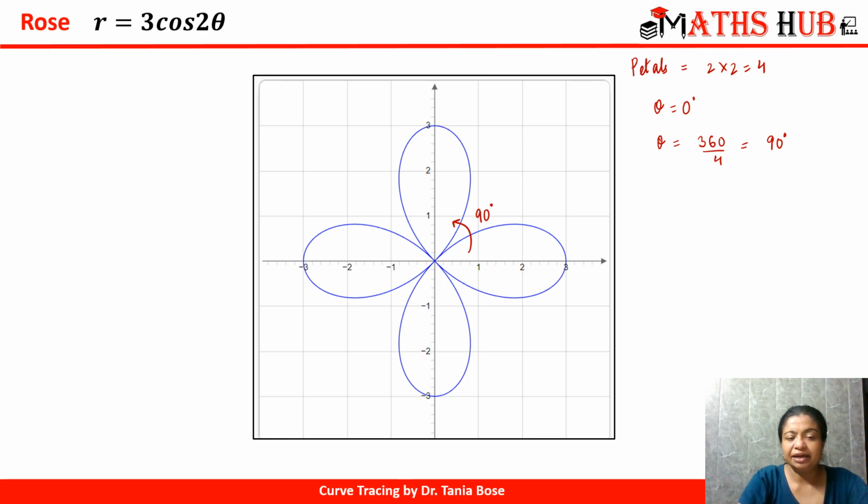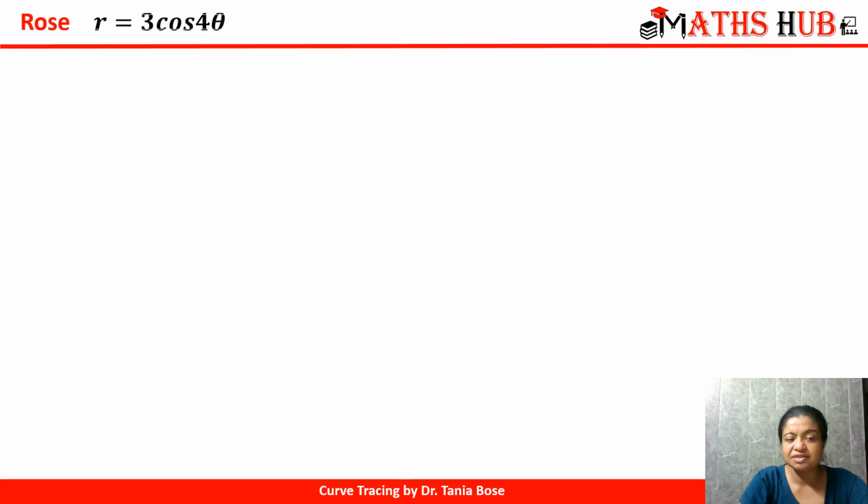Okay. Let us take the next one. The next rose is r = 3 cos 4θ. So here, how many petals will we get? The number of petals will be 2 times 4, that is 8.